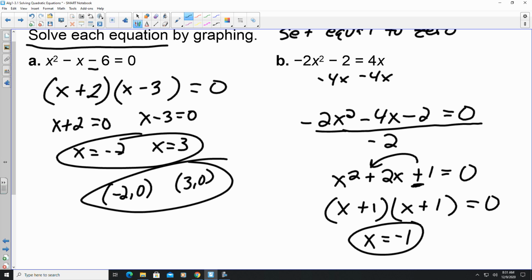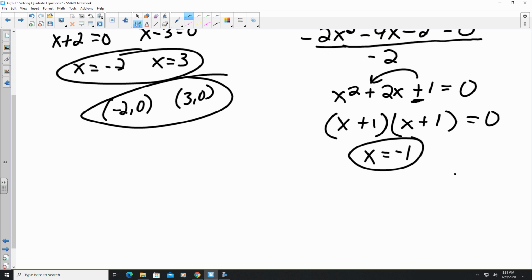Anytime you just have one solution, usually that means that your x-intercept is also your vertex. So in this particular one, because it started off with a negative, I'll just assume that was an upside down U shape. So -1 being right here, it would look something kind of like this.